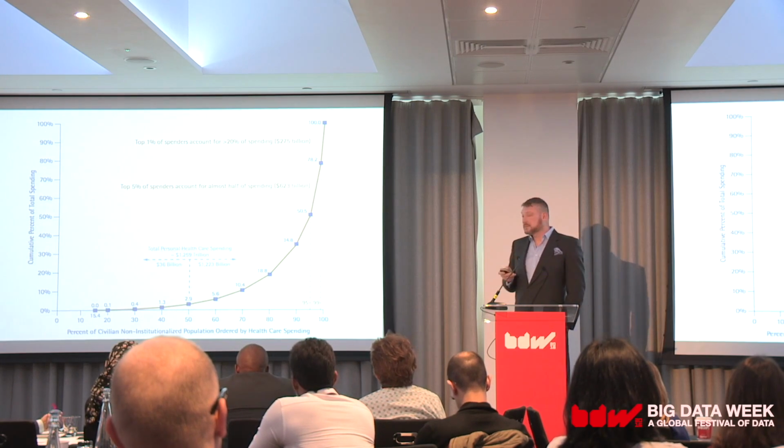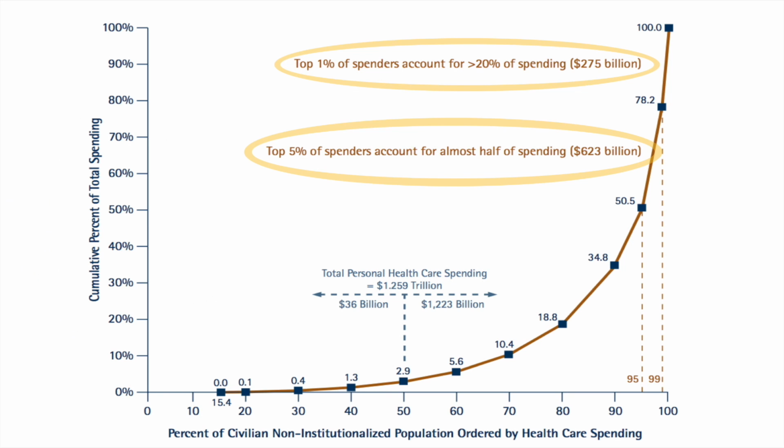This graph will make it particularly clear. So this is an analysis divided out by where is the spending going. And if you look at these figures, the top 5%, that represents just an enormous amount of the spend. It's half of the spending. And it gets even worse. The top 1% is 1/5 of the spending in the US.